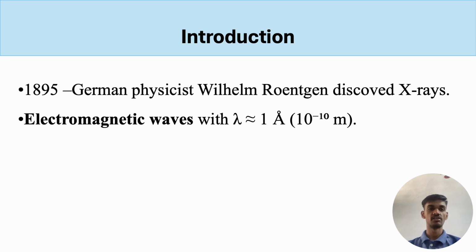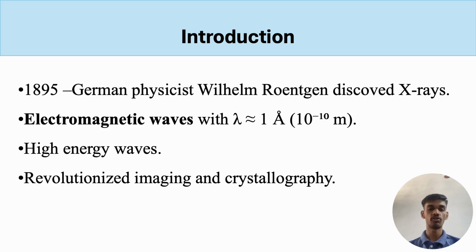What is X-ray? X-rays were discovered by German physicist Wilhelm Röntgen in 1895. X-rays are electromagnetic radiation like visible light, except their wavelength is on the order of 1 angstrom, while visible light wavelength is in the range of nanometers. That's why these rays are 1000 times shorter than visible light. Due to the shorter wavelength, these are high energy waves and harmful for our body. These waves are used for imaging and crystallography.